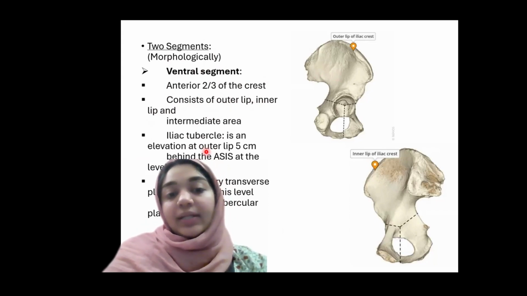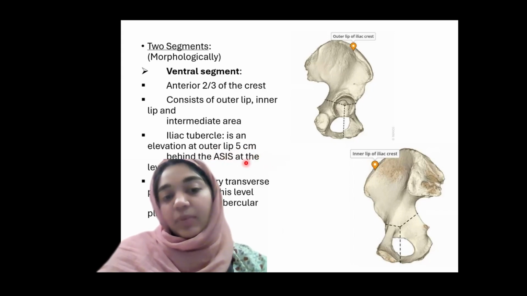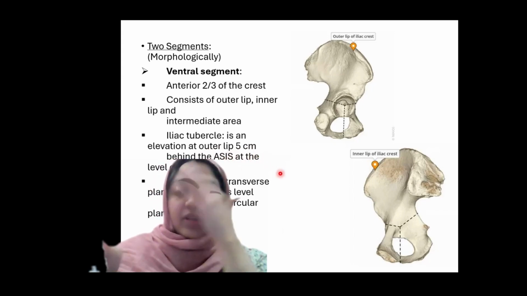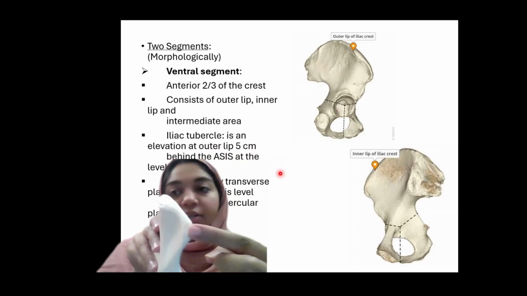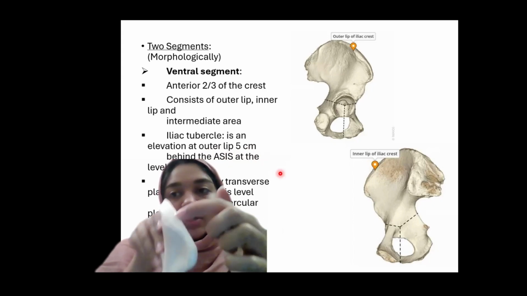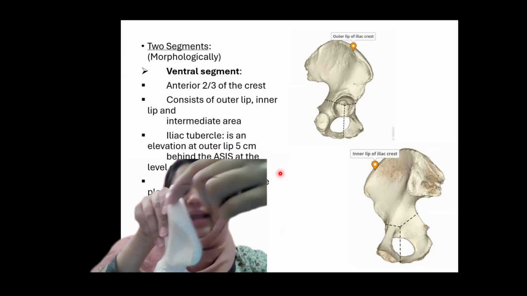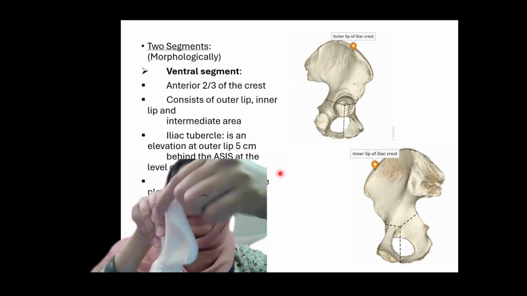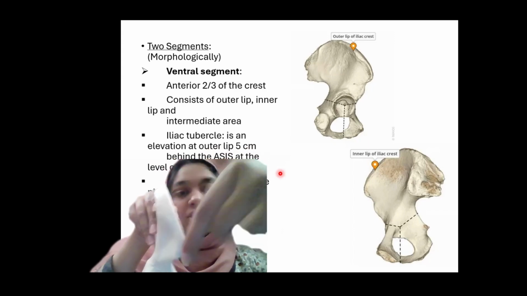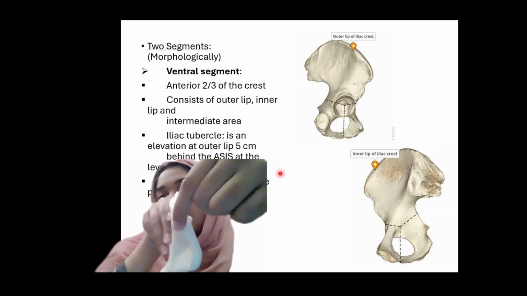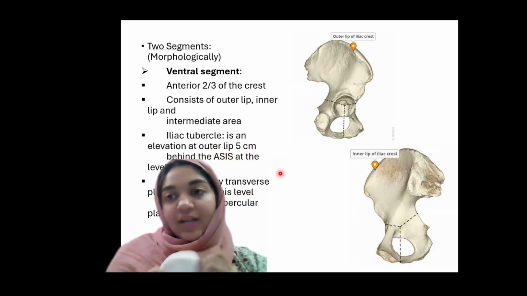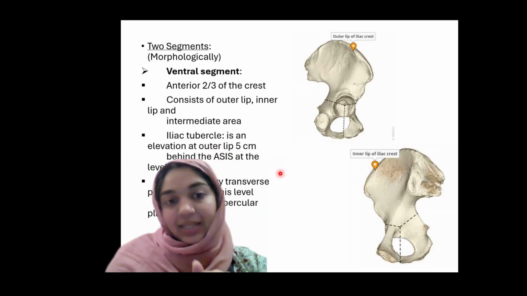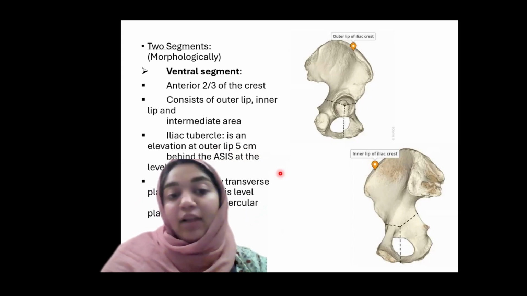Now the iliac tubercle is an elevation at the outer lip 5 centimeters behind the anterior superior iliac spine at the level of L5. So when I start from the anterior superior iliac spine, I go back 5 centimeters. I see that there is an elevation at the outer lip. This is the outer lip. And it's just 5 centimeters behind the anterior superior iliac spine. And at which level of vertebra does this exist? It is at the level of L5.